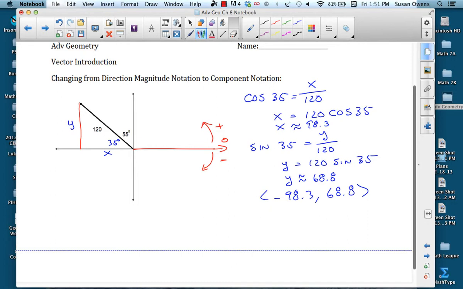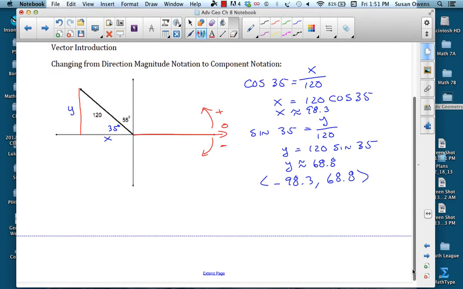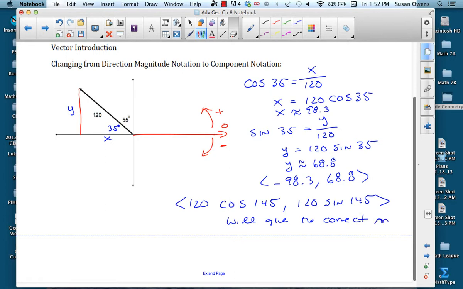So instead of using 35 degrees or 55 degrees, I could use 145 degrees. If I use 120 times the cosine of 145 degrees and 120 times the sine of 145 degrees, not only will it give me the correct number, but it will also give me the negative when it should be negative. So it will give the correct answer.